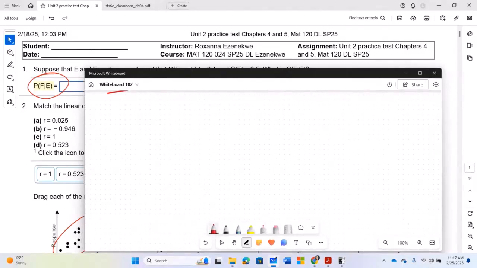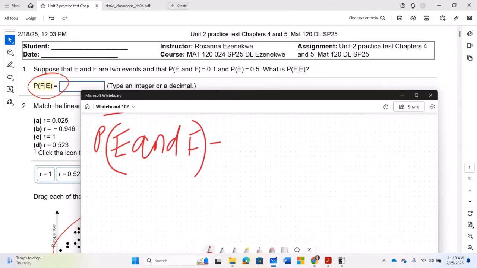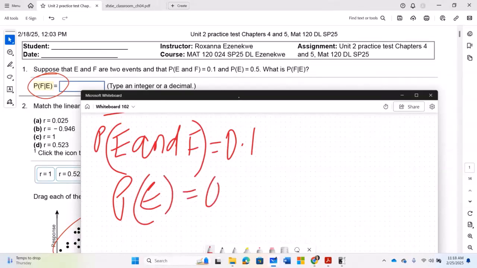E and F, probability of E. Let me make sure which one we are given. E and F, and means multiplication. Probability of E and F is given equal to 0.1. The probability of E is given to us as 0.5. And then the question says find the probability of F given that E happened first.